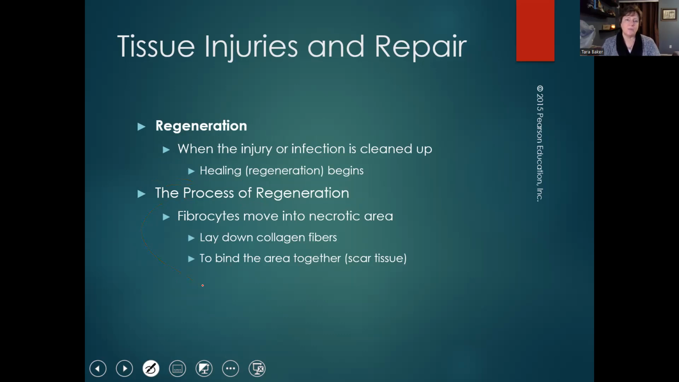Regeneration is when we're going to start to build tissues to fill in the space where the tissues died or were gone. So that's healing. The process of regeneration involves fibrocytes, another connective cell, and that connective cell is going to make tons and tons of collagen and fill in that space with collagen, which is a scar. So many tissues are going to be replaced with scar tissue.